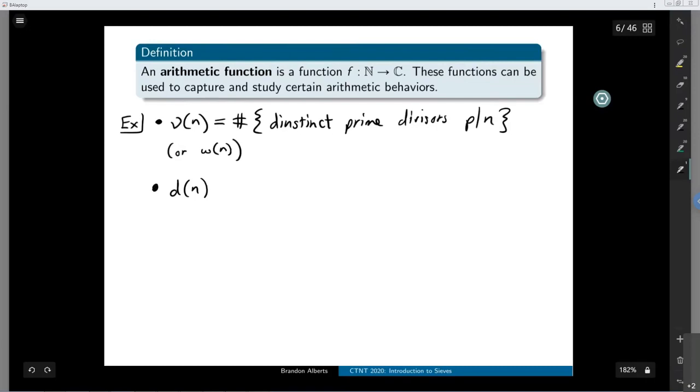Following along this theme of divisibility, we can look at just the number of divisors that divide n. Not necessarily prime, not necessarily distinct, which I definitely spelled wrong. It's also a perfectly fine function. This is sometimes denoted sigma naught of n as well. It's got another notation.